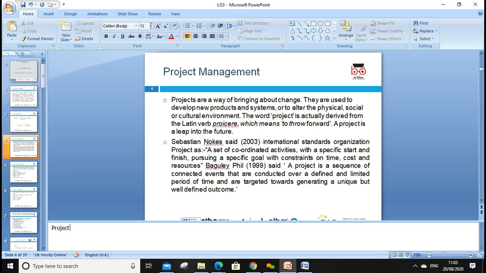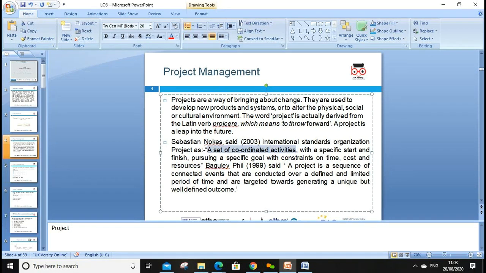The International Standards Organization defines a project as a set of coordinated activities. We need coordination with a specific start and end date. We are pursuing a goal while managing constraints. Constraint means limitation. We can't say we have unlimited resources. We can't say we have unlimited time. We can't say whatever you want to spend, you can, for this particular project. Yes, we have constraints.